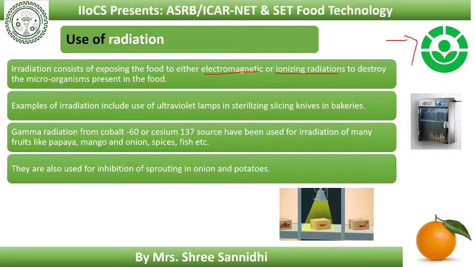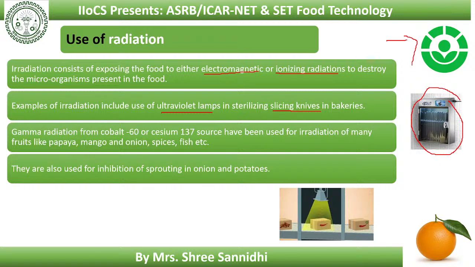Examples of irradiation include use of ultraviolet lamps in sterilizing slicing knives in bakeries. Here, this picture is a little small. You can see in this chamber they use the ultraviolet lamps. Using the ultraviolet rays, they sterilize the knives in bakeries.